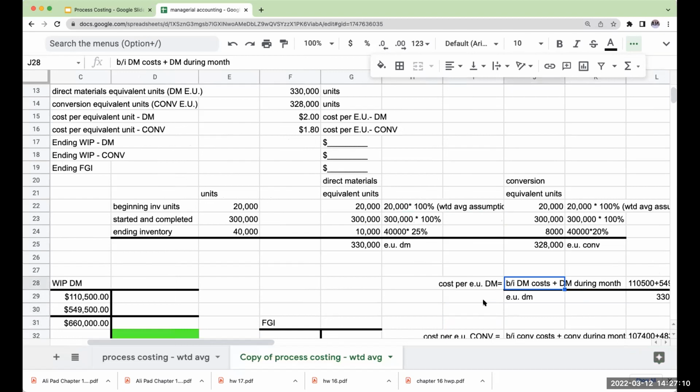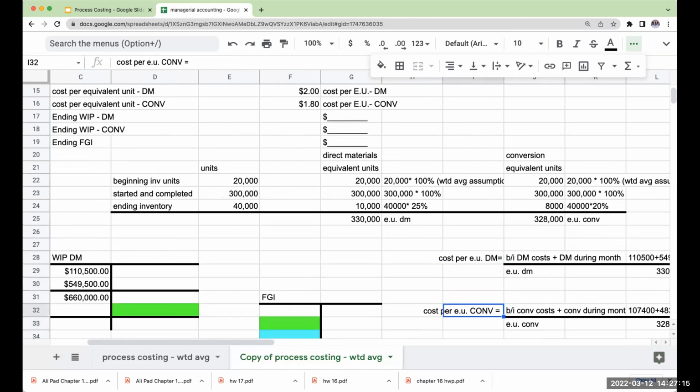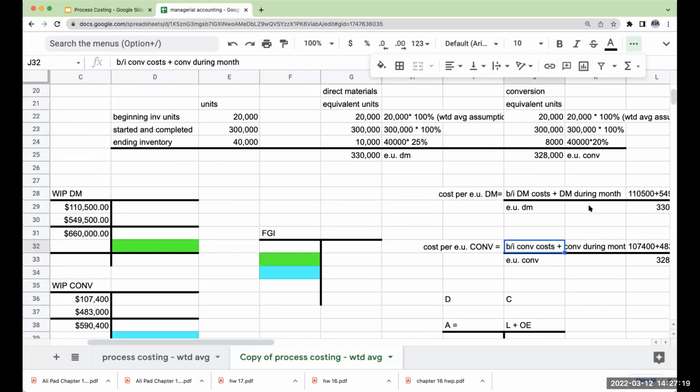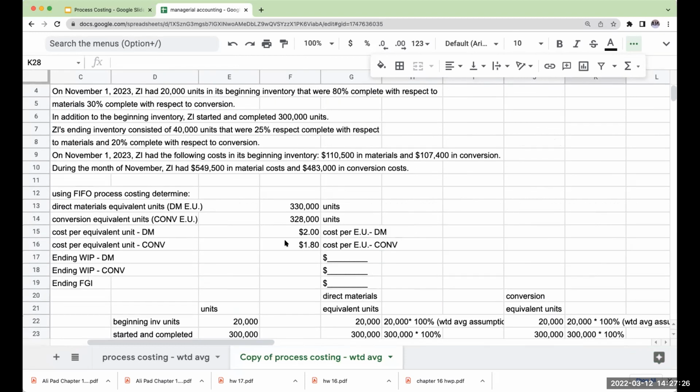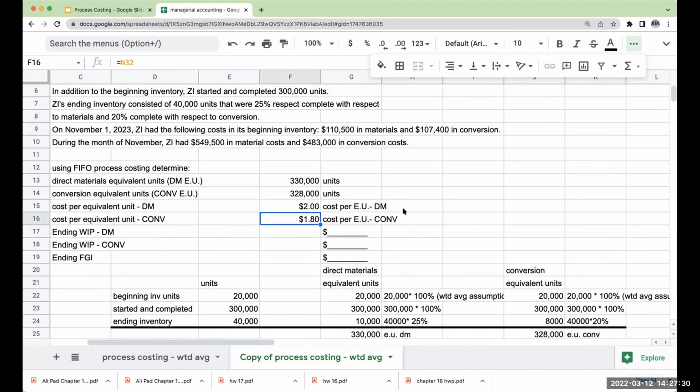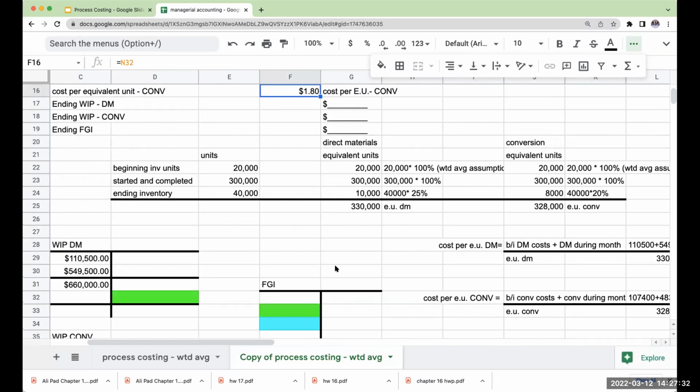Because I'm assuming 100% completion, when I came up with my cost per equivalent unit under direct materials and conversion, I'm including those costs over here. I'm including both my beginning inventory conversion and then my conversion during the period. So right over here, I've come up with my cost per equivalent unit for direct materials and my cost per equivalent unit for conversion. Now I'm ready to figure out how I move the cost to finished goods.